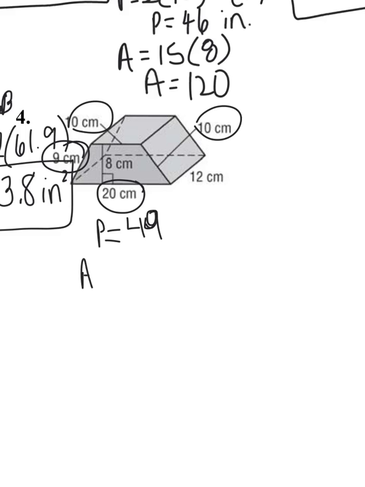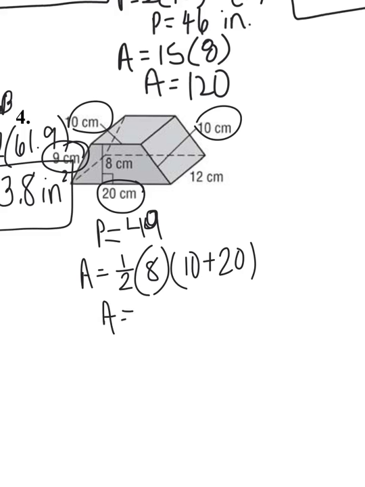Area of a trapezoid, 1/2. The height of the trapezoid is the line that makes a right angle, so in this case it's 8. Base 1 plus base 2. Okay, area of the trapezoid is 120 centimeters squared. We'll do the labeling afterwards. Now that I have perimeter and area, all I have to do is plug them into the equation.